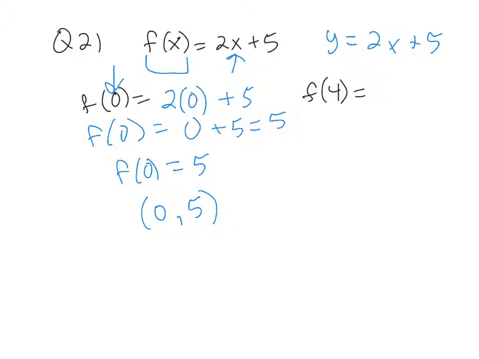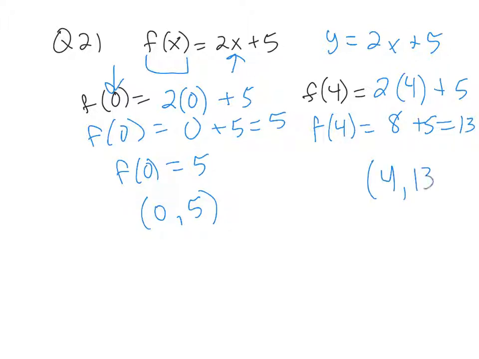Next, we're going to find f of 4. We are going to do the same thing, so I'm going to replace x with a 4 this time. So 2, instead of x, I'm switching it out for 4, plus 5. f of 4 is equal to 2 times 4 is 8, plus 5 is 13. So it's the ordered pair (4, 13).